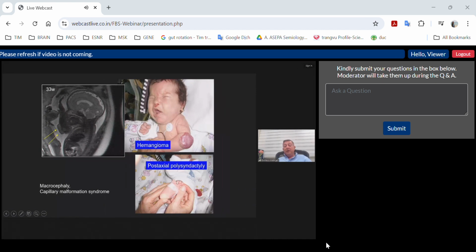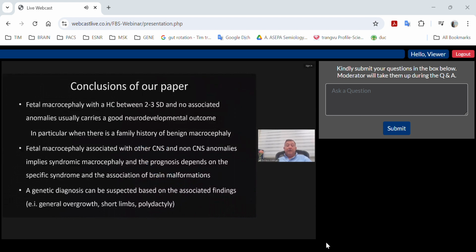We missed, both in the ultrasound and in the MR, the presence of this hemangioma. Okay, the postaxial polydactyly was present. The conclusion of the paper was that fetal macrocephaly with head circumference between 2 and 3 standard deviations and no associated anomalies usually carries a good neurodevelopmental outcome.